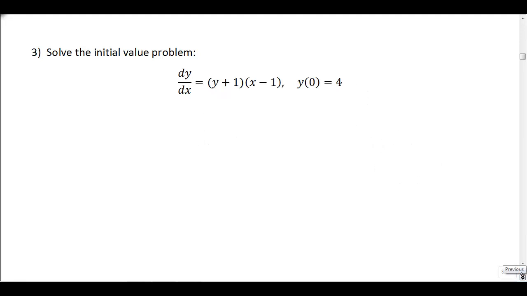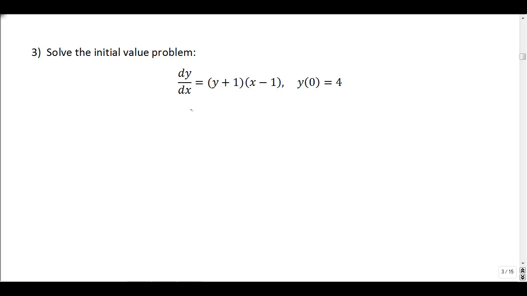Here we have an initial value problem. dy over dx equals y plus 1 times x minus 1, and y when x is 0 is 4. So y of 0 is 4. We're thinking of y as a function of x. Okay, so now one technique, probably the only technique we've done in our course here, is dealing with separable differential equations. This happens to be separable.